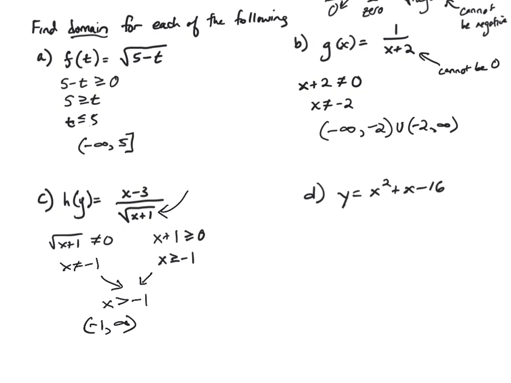Our last one, notice that we don't have any square roots. We have y equals x squared plus x minus 16. No square roots in sight, no variables in the denominator. This is actually a polynomial, and it has domain all real numbers, which we can write a few different ways. We can write all real numbers in words. We can write that capital R with the double line, and we can also write interval notation, negative infinity to infinity.